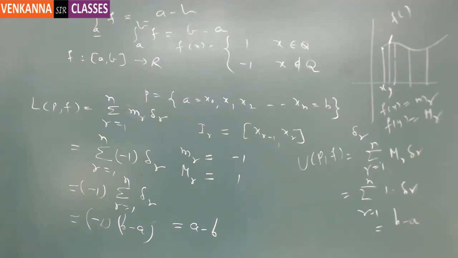Hence the function is not Riemann integrable, because the lower integral is not equal to the upper integral. Integral a bar to b f is not equal to integral a to b bar f. Okay? So the answer is the function is not Riemann integrable, because the lower integral is not equal to the upper integral. Clear?